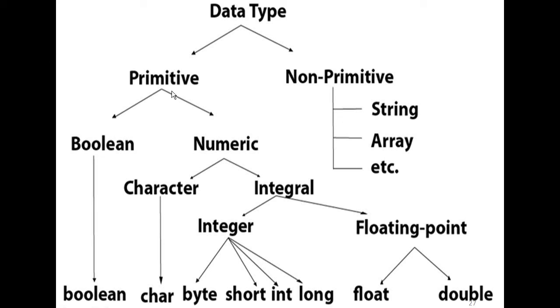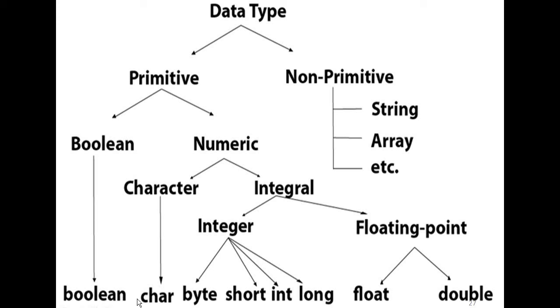Two most important are primitive and non-primitive. The primitive data types we can divide again into Boolean and numeric, and you find this numeric again divided under character and integral. Integral is again divided into integer and floating point, and then we have the Boolean, character, byte, short, int, long, float, double. So all these are the 8 primitive data types of Java.